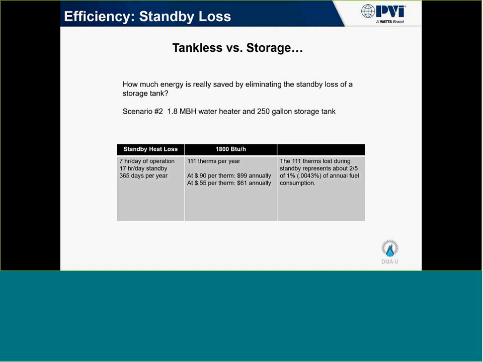So as we up the BTUs and also increase the gallons of storage, you're going to lose more therms per year. So we're at 1.8 million on this system. We doubled the storage to 250 gallons. And even by doing that, we only increased the therms lost minimally. So now we're looking at 0.2%, or 0.0043% of an annual fuel consumption. So even by bringing more stored water into that system, the difference in thermal loss is just really minimized.